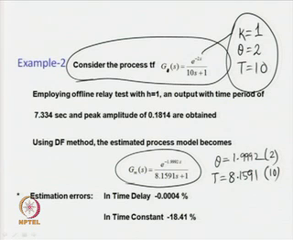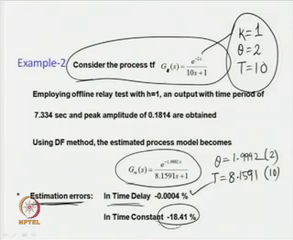Okay. So, now the estimation errors in absolute value terms are obtained for the time delay as minus 0.0004% and for the time constant as minus 18.41%. Now, this value is not acceptable. That means, the identification technique has not yielded proper identification or estimation of the transfer function model parameters. So, the identification technique is subjected to model parameter inaccuracy.